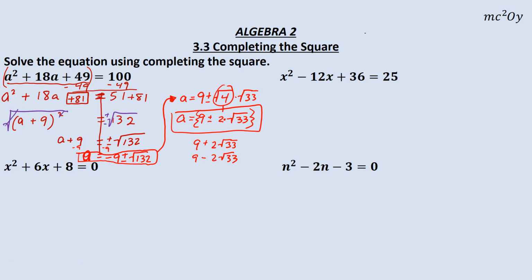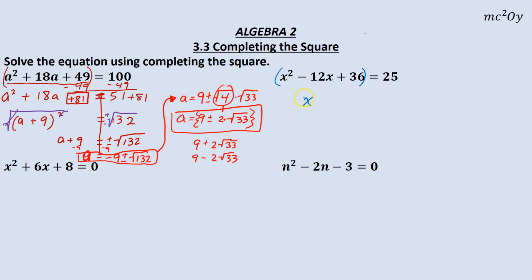So x squared minus 12x plus 36. Kind of hit a really tough one to begin with there, but let's look at it. First, if I take half of negative 12, that's negative 6, and then square it, I get 36. So this is a perfect square.